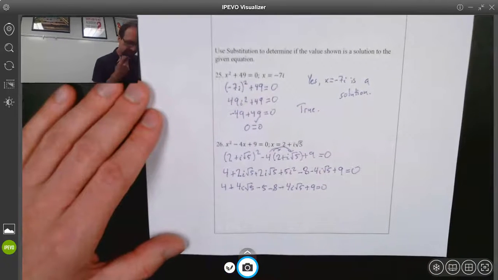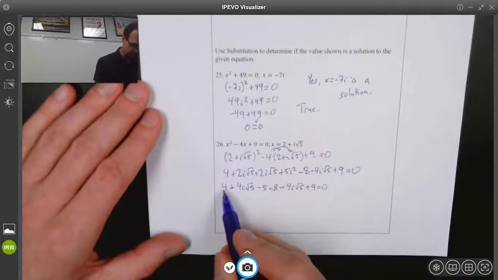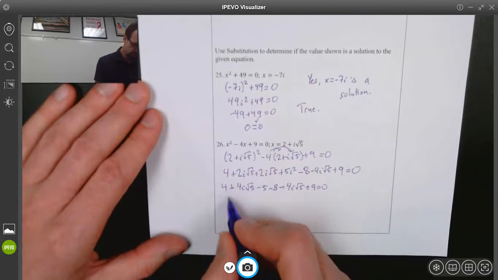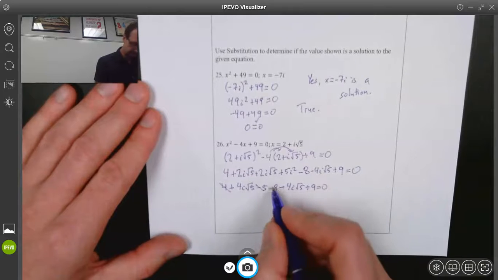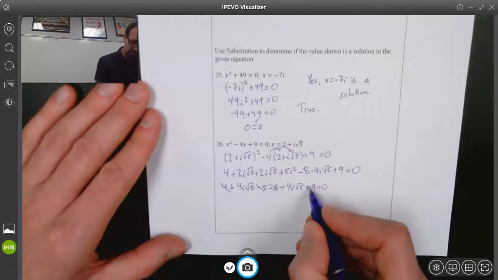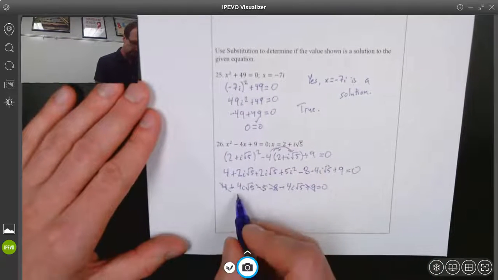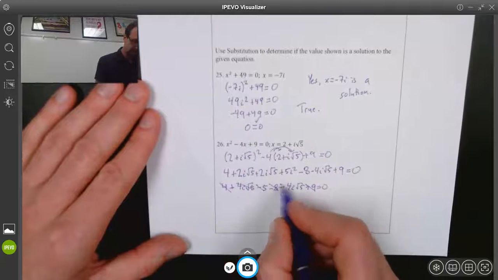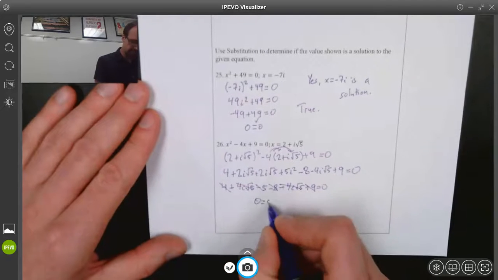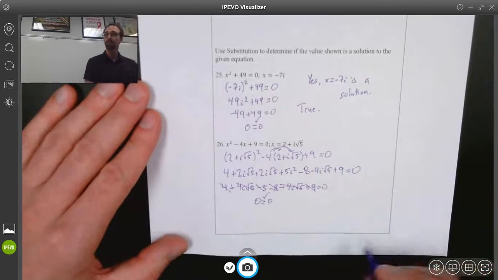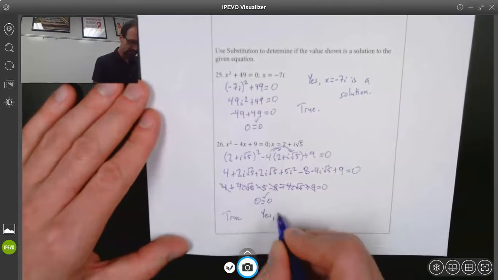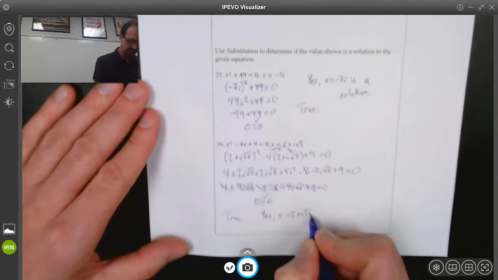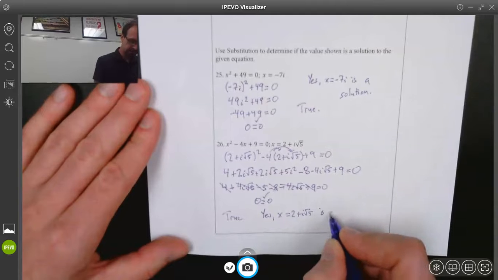So I'm just going to condense these things together so they're by each other. So if I take 4 minus 5, that's negative 1, and then minus 8, that's negative 9, plus 9, that equals 0, so those all cancel out. And then 4i root 5 minus 4i root 5 also cancels out, so I just end up with 0 does in fact equal 0, so this is a true statement. So yes, x equals 2 plus i root 5 is a solution.